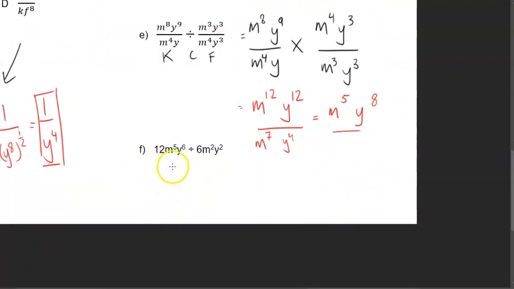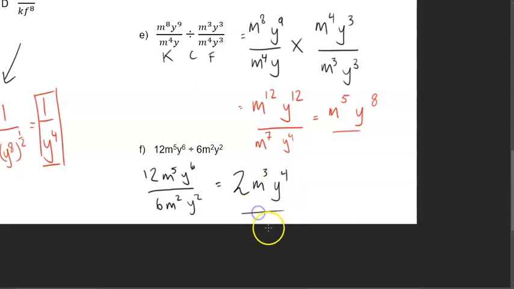F, here we have a division. It's just written in a different format. If you want, you can write this as 12m5y6 all over 6m squared y squared. And there we can just simplify accordingly. We've got some numbers to simplify first. 12 over 6 just simplifies to 2. How many 6's go into 12? 2. M5, m squared, m3, and y6, y2, this is just y4. So here's our final solution.